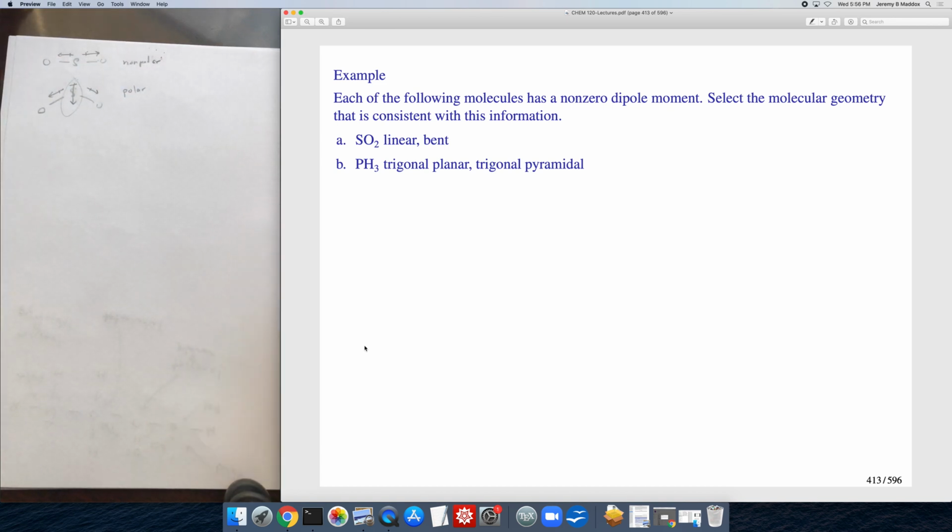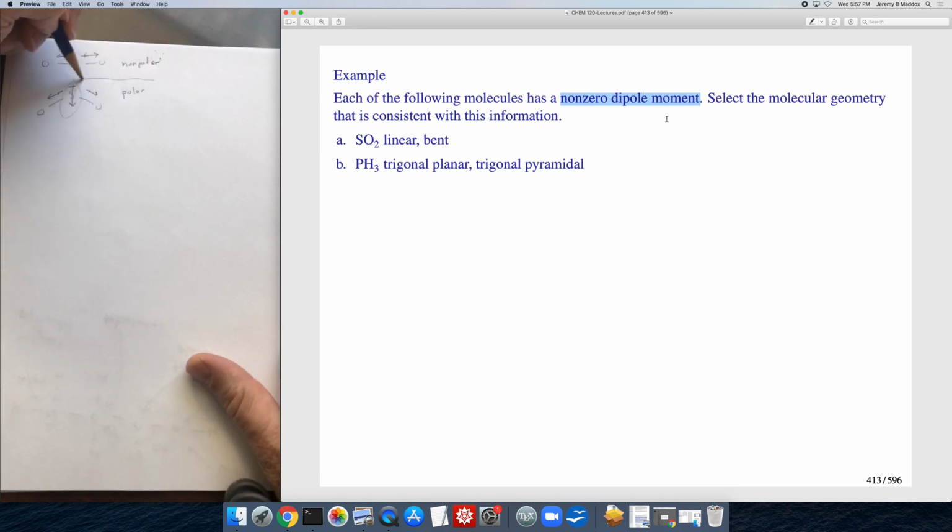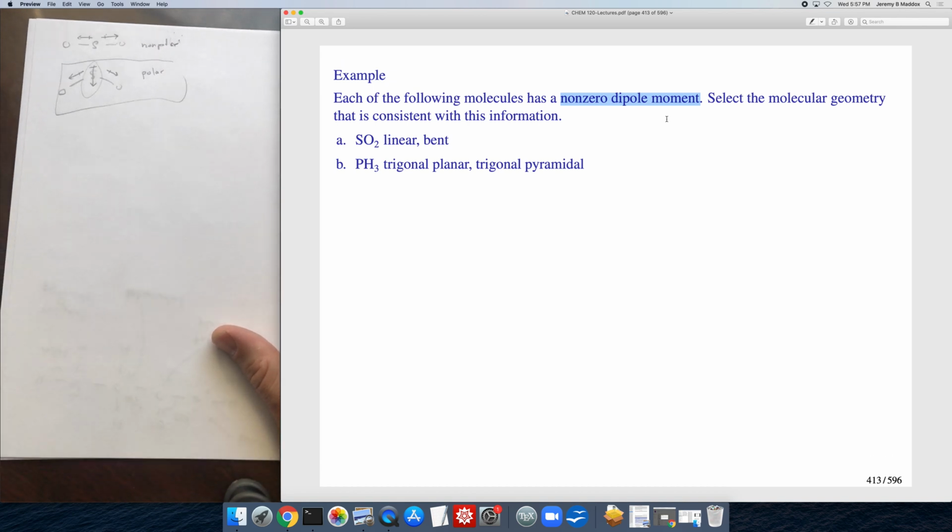And so since the problem tells us that SO2 has a non-zero dipole moment, that means the molecule is not nonpolar, it's in fact polar. And so the bent structure is the correct one. This is the one we want to choose.